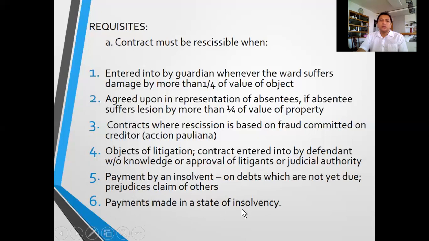This is the same: payments made in a state of insolvency. So when a person is already insolvent, he made a payment. That payment can be rescinded, meaning it can be cancelled by the insolvent person. So when is a person declared insolvent? A person cannot declare himself as insolvent. It must be declared by a competent court.